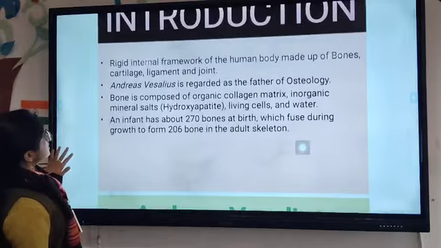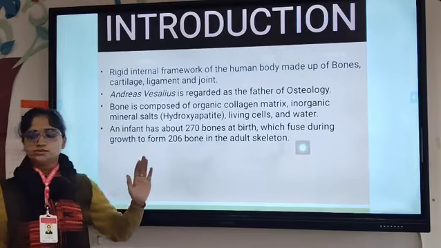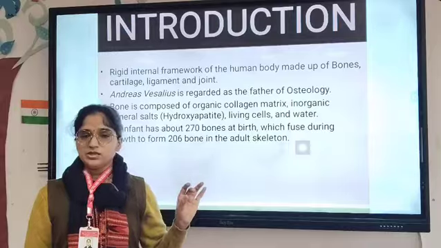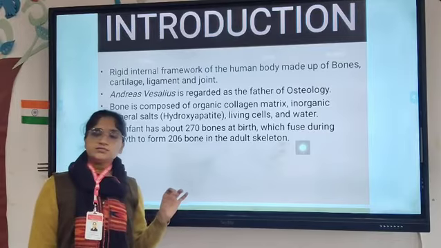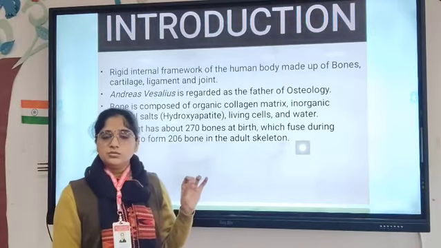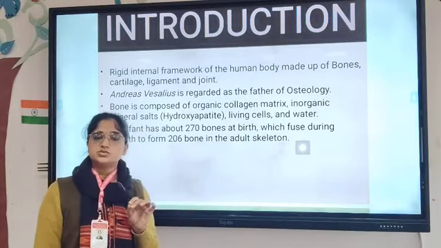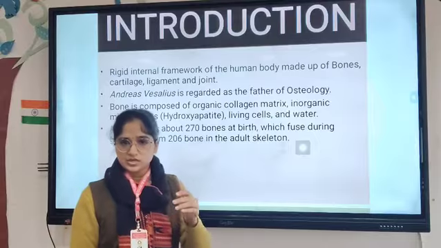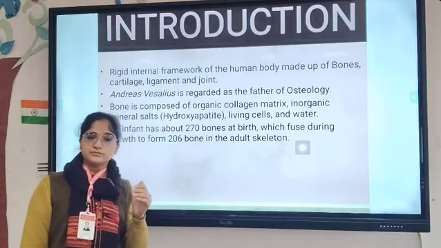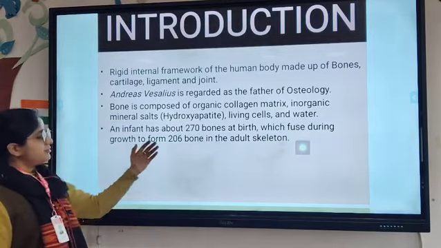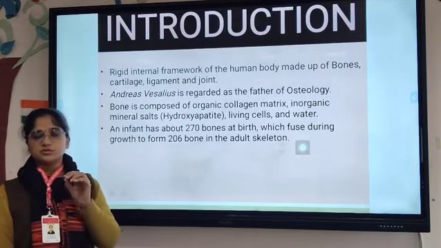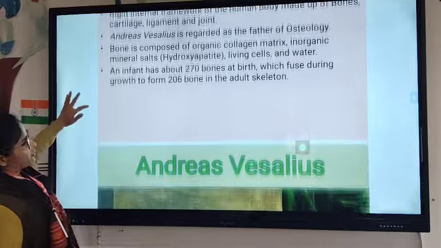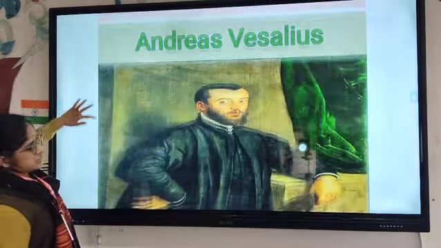The human skeleton is composed of organic material, inorganic material, living tissue and water. In the case of an infant, the total number of bones in the human skeleton is 270. Slowly and gradually, when the infant grows, some of the bones become fused and only 206 bones remain in the case of an adult. Total bones in the human skeleton is 206.